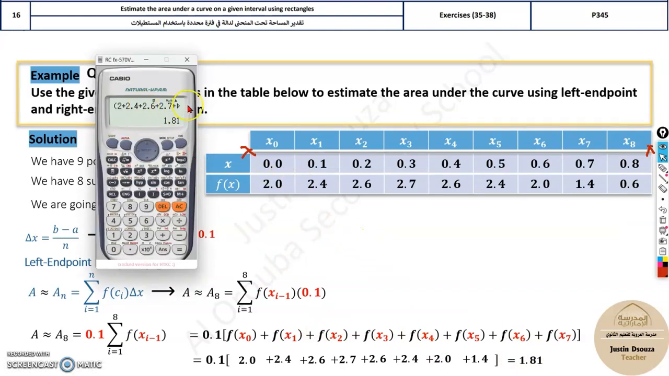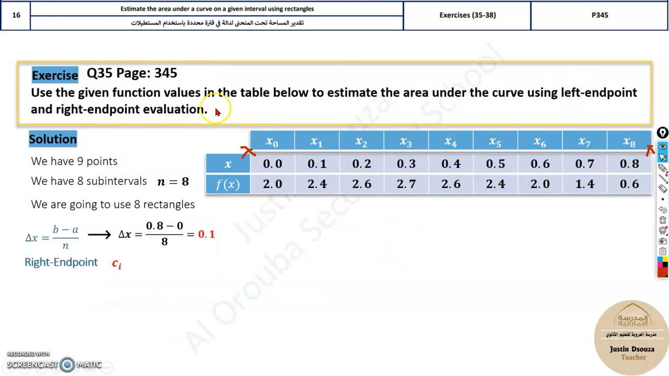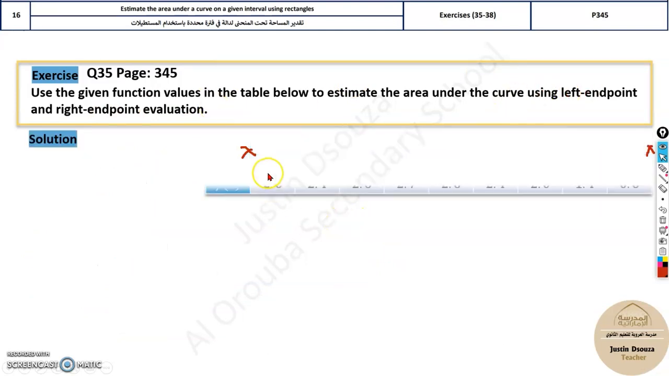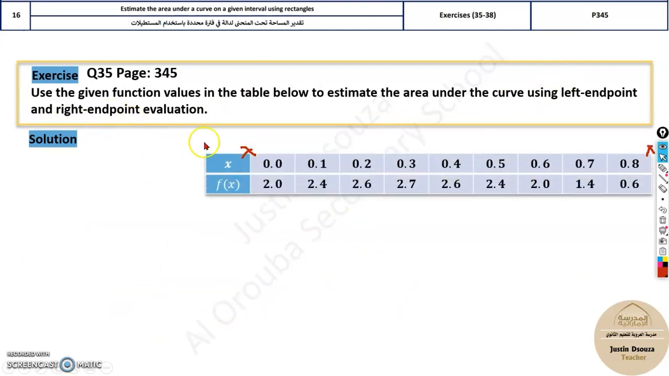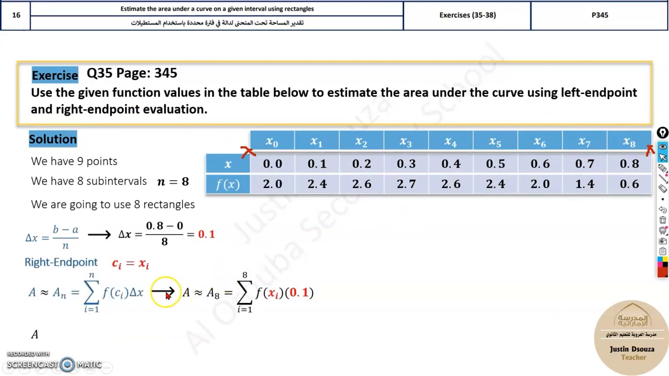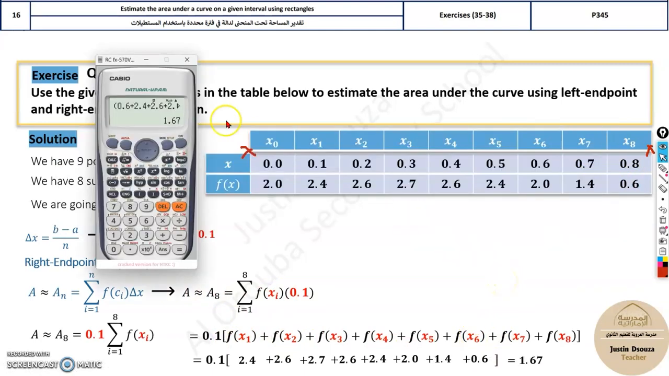Now for the right endpoint, if they ask you both the answers, don't worry, don't clear it. Just change the first point, which is 2. Remove that, you don't need that, and add the last point, that is 0.6. This should be the answer, that is 1.67. If they ask you left endpoint, we did that just now, we use this one. This is the answer for left because we started from the left side. Now for the right endpoint, same method, only difference is you're taking the rightmost value as well. It is 1.67.